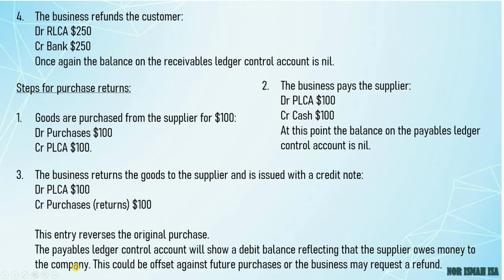Same as what happened with receivable: when the customer has paid the debt and then does the return, the customer has the credit balance. Then it goes to the payable ledger control account. When this happens, this account will have the debit balance. This could be offset against future purchases, or the business may request a refund.